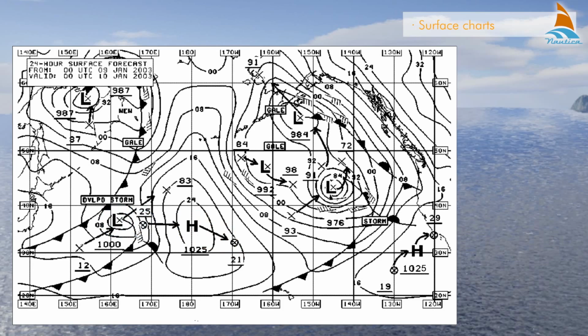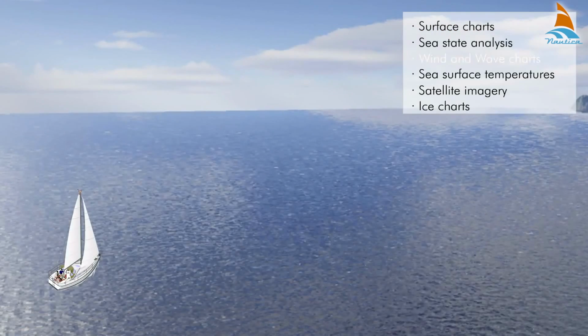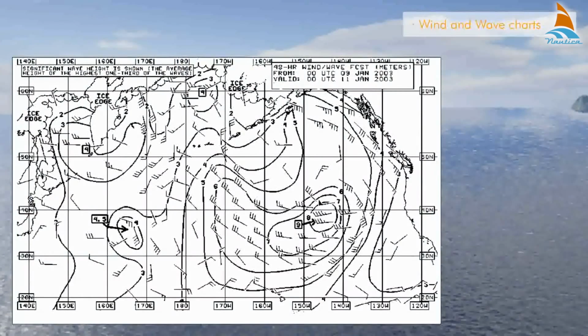The 24-hour forecast position for lows are identified with vector arrows and an X, and for highs with vector arrows and an X with a circle around them. Adjacent to the forecast positions, you can find the two-digit pressure in millibars, which in this case is 29, which means 1029 millibars. The wind and wave chart shows characteristics of sea waves and wind.